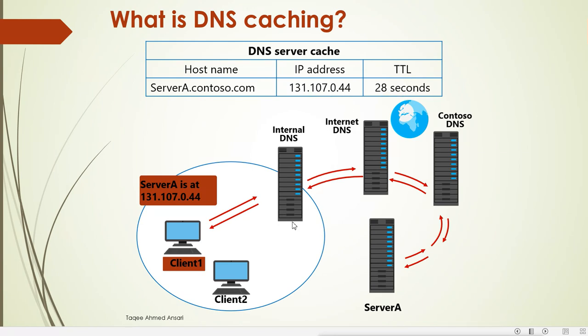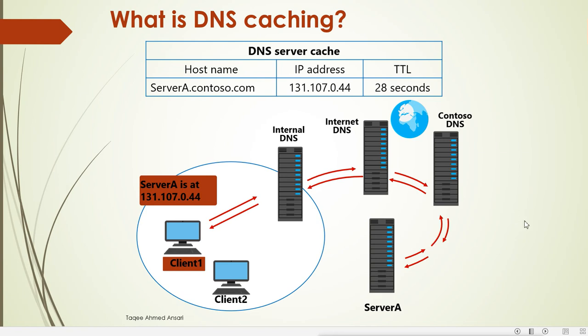So what is TTL? Time to live, 28 seconds, and within 28 seconds it has resolved it. So it will resolve and it will cache. Now who will cache? First our internal DNS server will cache that this is the record, and our machine also caches that. The DNS server caches it so that if another client wants the same record, it does not have to do the whole process again to find the record. It will give the answer from the cache.